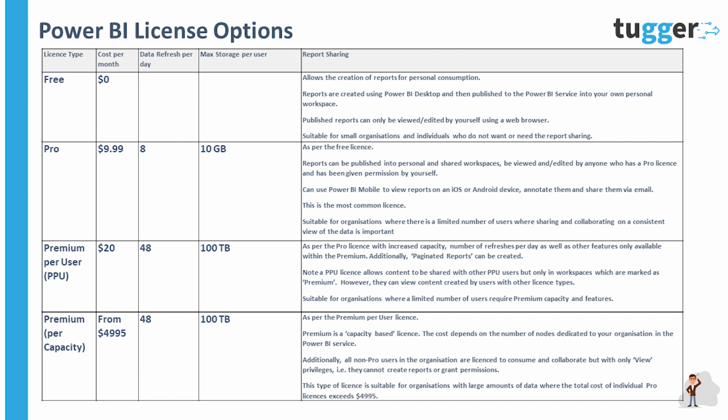Premium per User or PPU is $20 per month with 48 data refreshes per day and 100 TB of storage per user. As per the Pro, with increased capacity and number of refreshes, paginated reports can be created.